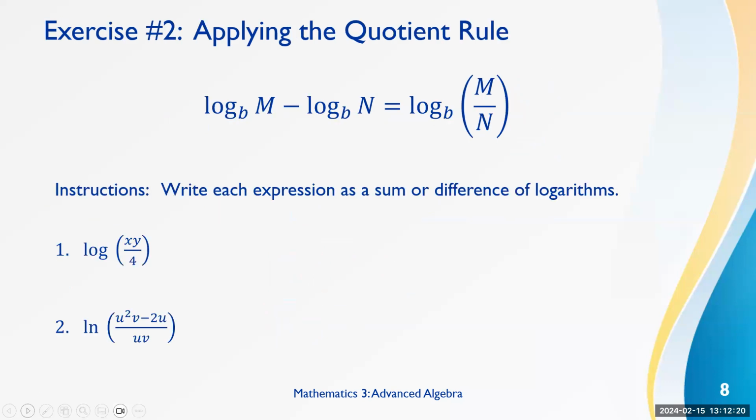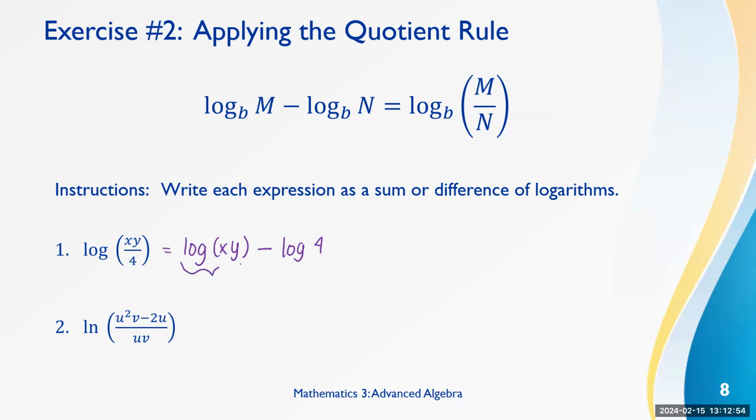So tignan natin. Applying the quotient rule, write these expressions as a sum or difference of logarithms. Okay? So let's start with item 1. So I have here log of xy all over 4. So I can break this down into a difference of two logarithms. So I can write this as log xy minus log of 4.